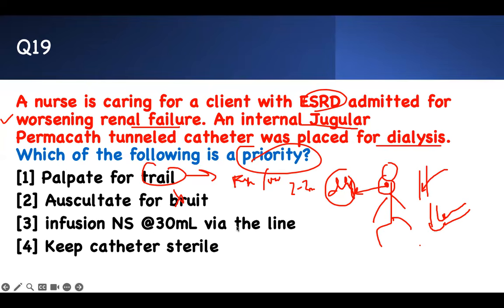Infuse normal saline via the line? You should not put anything through it until they tell you to do that. So keep the catheter sterile so it does not get infected. It's the most important, okay?